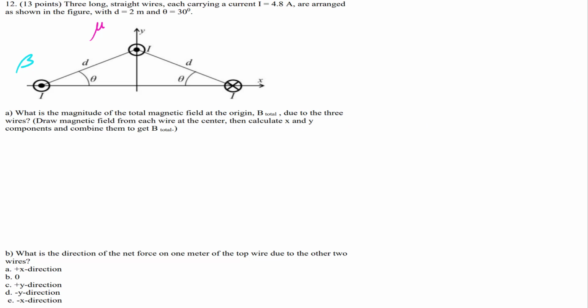The reason I did this is because it gets pretty bad if you're not keeping track. First of all, we have to find the magnitude of the total magnetic field at the origin, B total, due to the 3 wires. What is the magnitude for each wire? We have to draw the magnetic field for each wire, calculate the x and y components, and then combine them together to get the B total. In my opinion, this is one of the hardest of the free response questions.